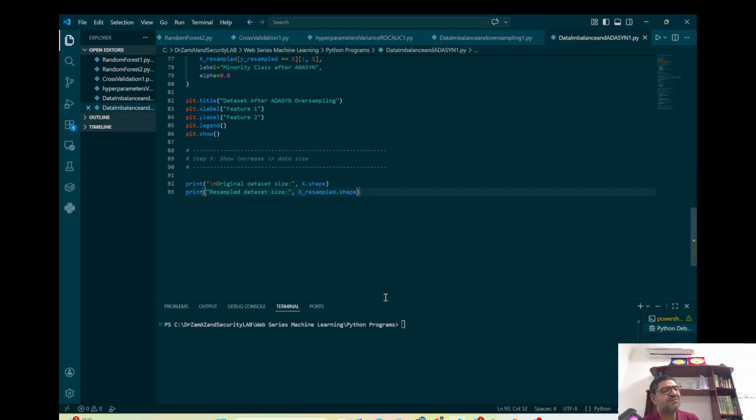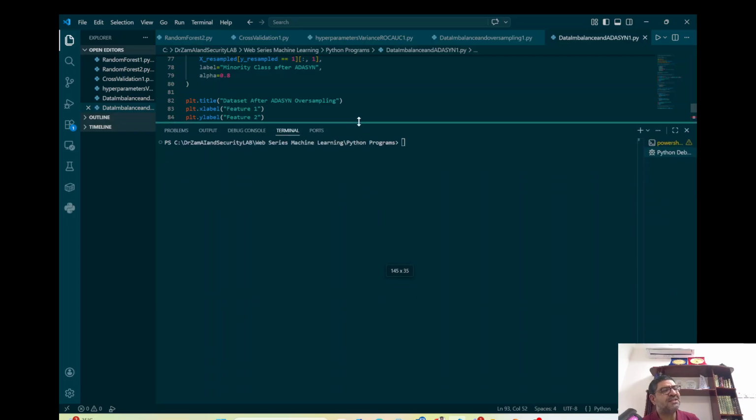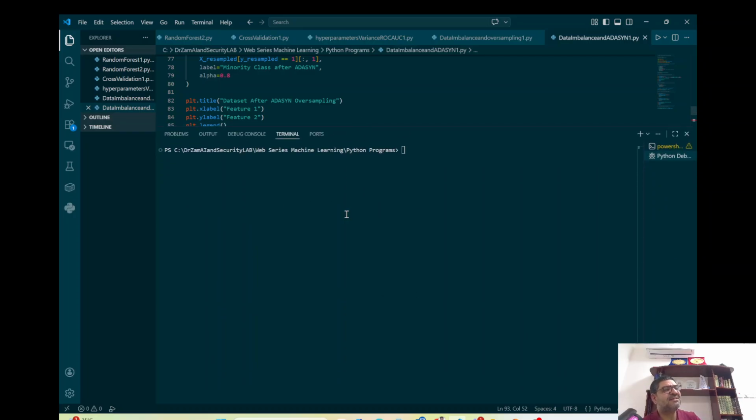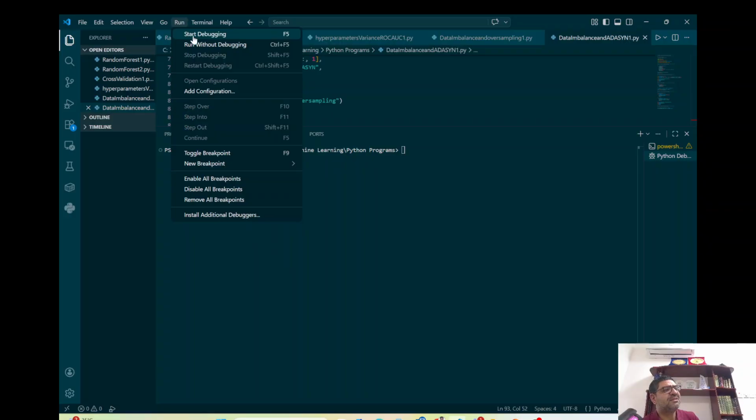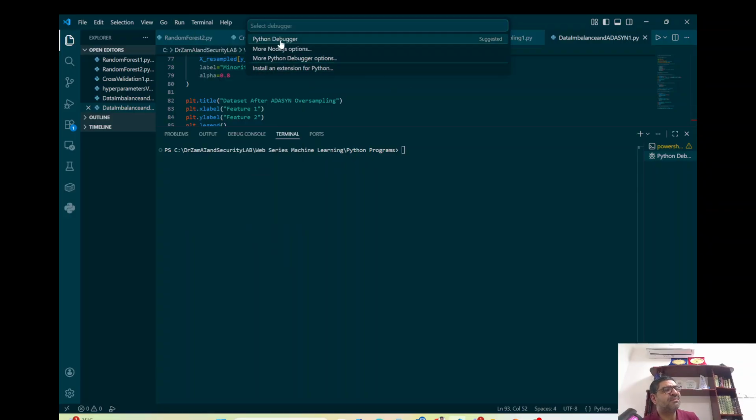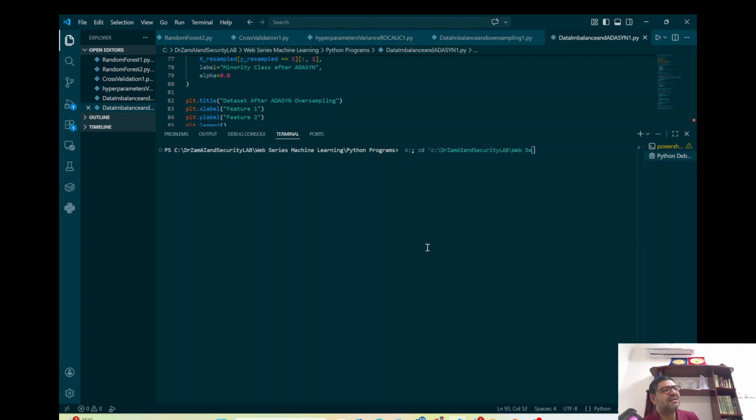Most of the things you have seen in the program are known to you, because we have discussed them in previous programs in detail. But here I'll just get this terminal window up so that you'll be able to see the results with a better view. Run without debugging. I'll use the Python debugger, and I'll say run this. Let us see what happens here.